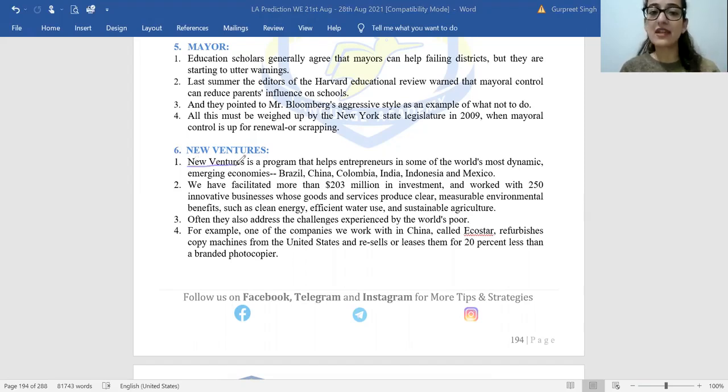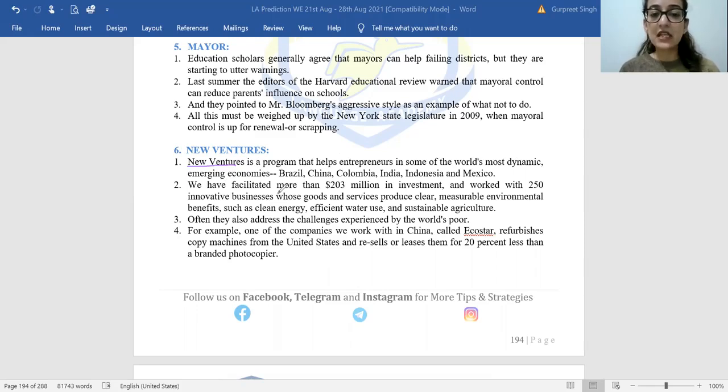What is New Ventures? N and V both are capital. That means it's a term, or it's kind of a concept, definitely a term to take as a proper noun. So it's a program. So it can be a name of a program or a type of a program. The definition of what New Ventures is given to us: that it helps entrepreneurs in some of the world's most dynamic emerging economies. And then we have the names of economies.